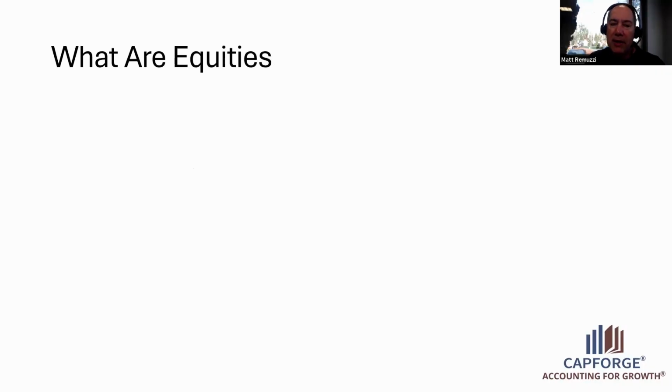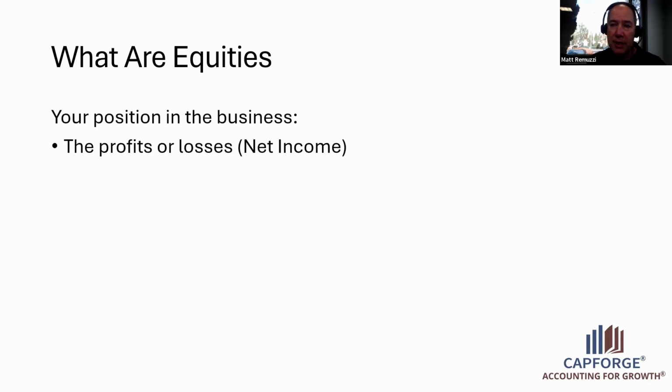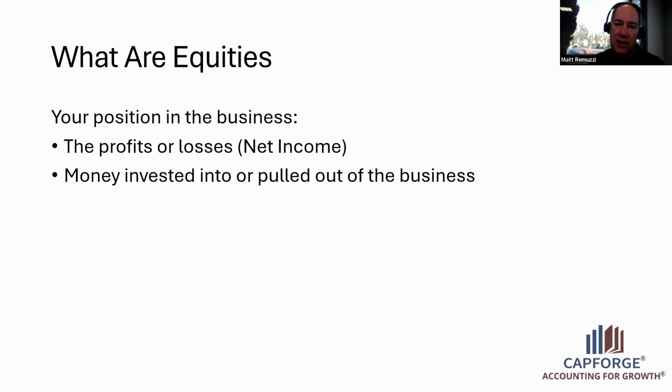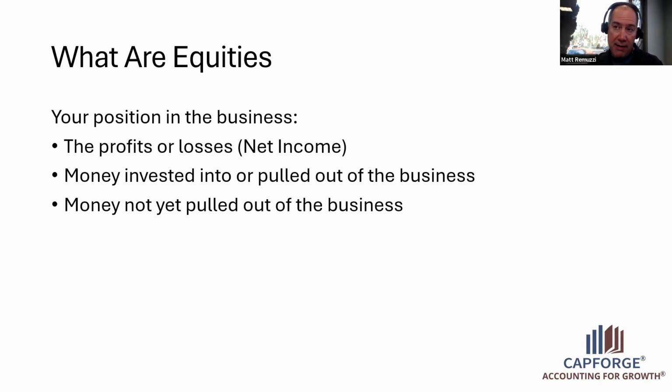And then the last part of it, liabilities and equities. Equities you can think of as your position in the business. Profit and loss, right? If you've made money or if you lost money, that's part of how you've done with the business. Money invested into and distributions taken out of the business. And then money that you have that you haven't yet pulled out of the business, maybe profits you made the prior year, haven't pulled it out yet.